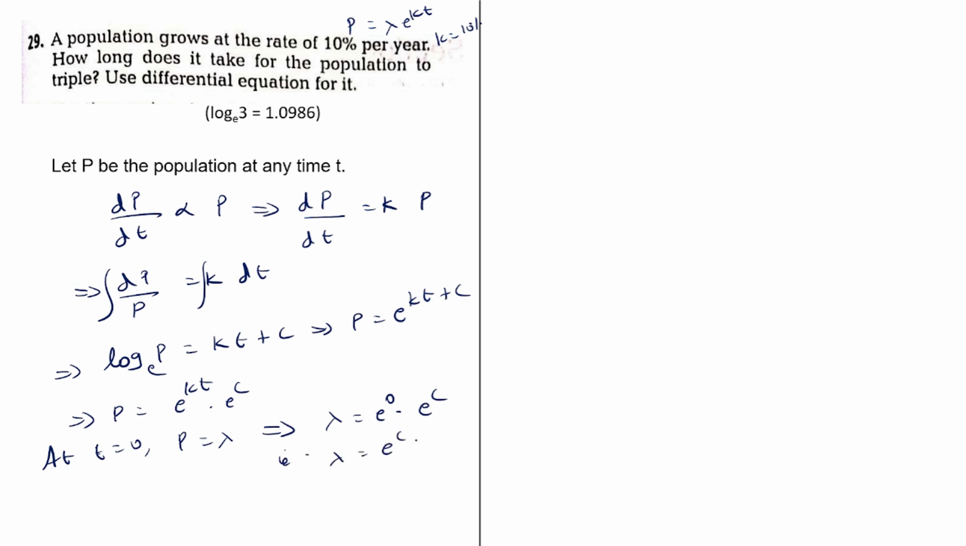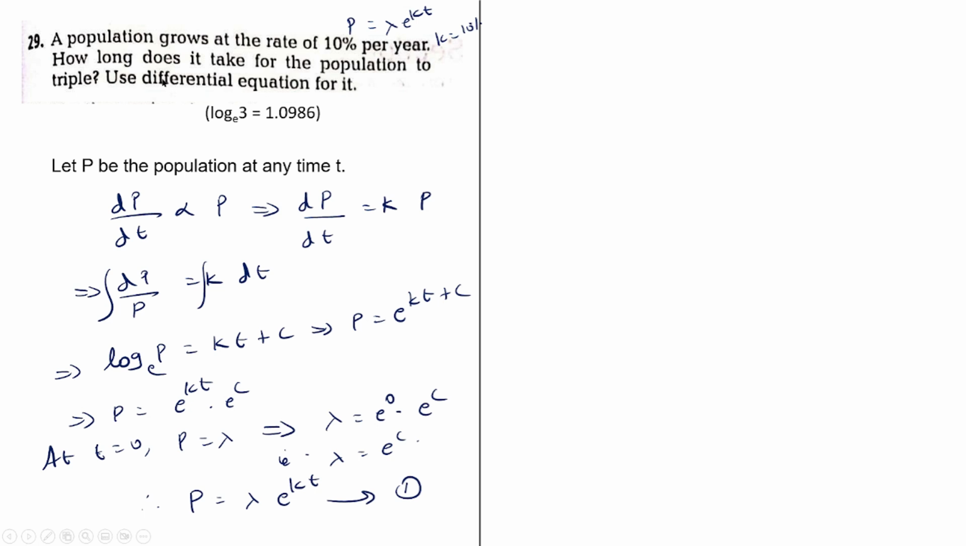From this we get P is equal to e raised to kt plus c, or P is equal to e raised to kt into e raised to c. Let us take at t equal to 0, P equal to lambda, implies lambda equal to e raised to 0 into e raised to c. So from this we will get e raised to c as equal to lambda. Therefore, P equal to lambda into e raised to kt. So this is the required population growth model.